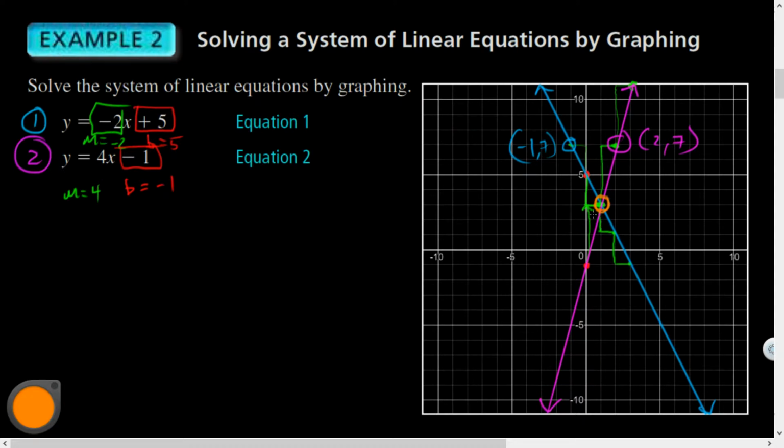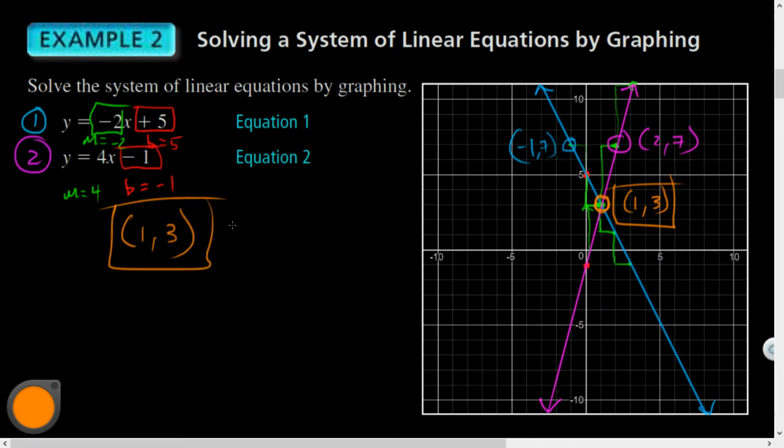What are the coordinates of this point? Over 1 and up 3. This is on both lines simultaneously. So if my solution is 1, 3, I could write it that way. I also could say that the solution is x equals 1 and y equals 3. So instead of a single solution to an equation, I now have 2 values, x's and y's, that I am solving for.